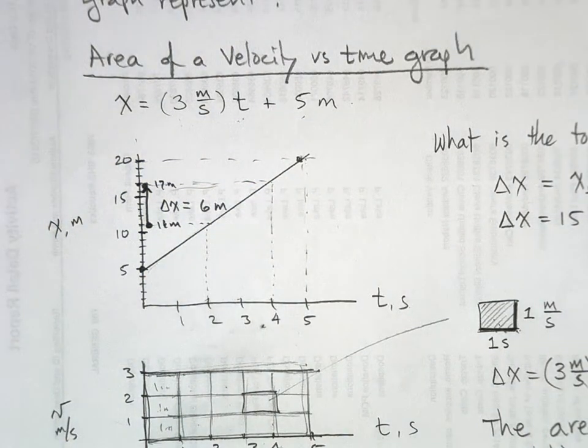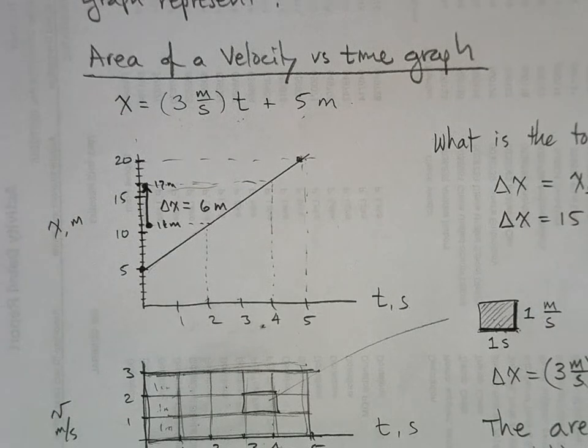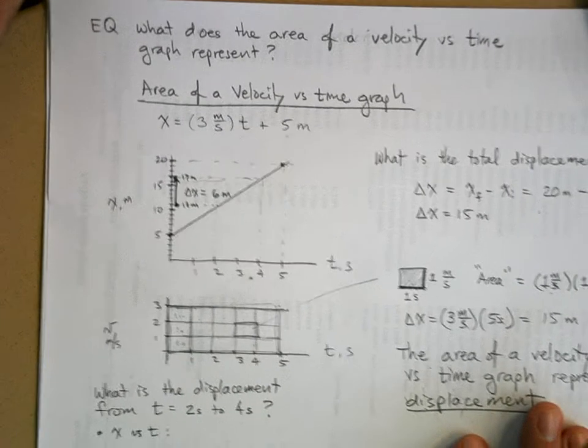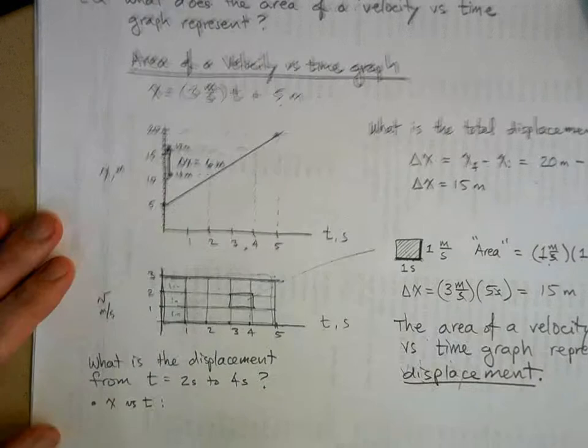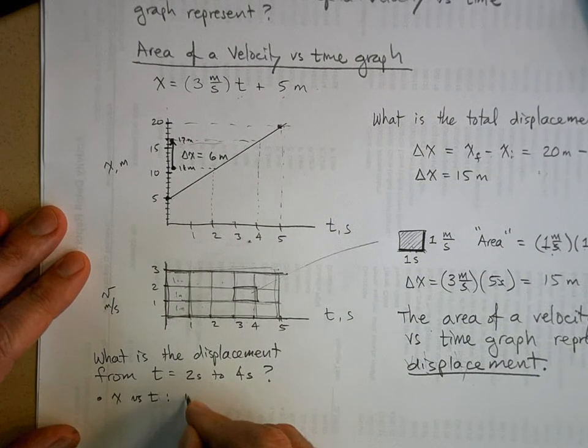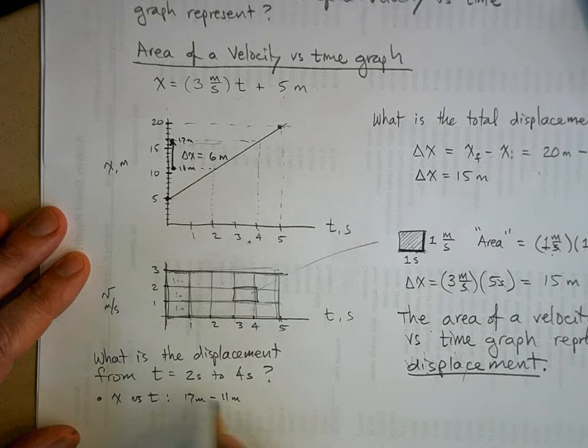Does that make sense, everybody? So that's using your position versus time graph or your mathematical model. You can use both to do that. But you can also do the same thing using your velocity versus time graph. So we got 17 meters minus 11 meters. Those are my final position minus my initial position. That's 6 meters of displacement.